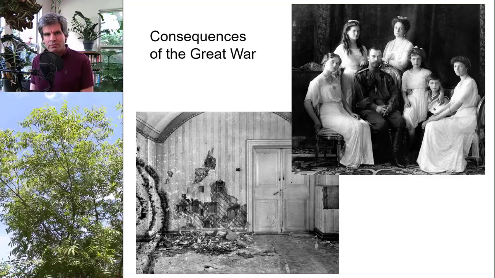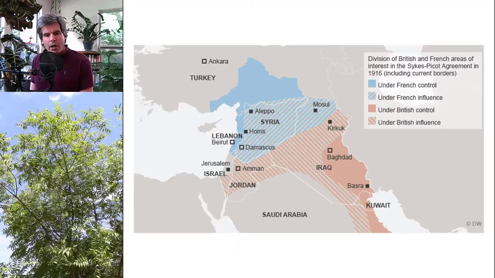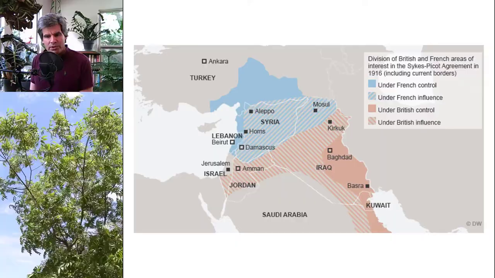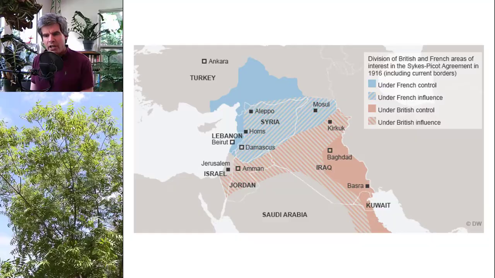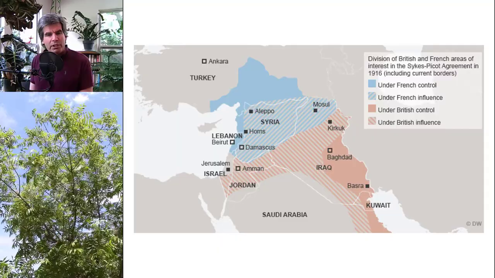The Great War also had substantial consequences for the Middle East. Recall that Britain was at war with the Ottoman Empire. And as part of their strategy for defeating the Ottoman Empire, Britain tried to stir up revolution. And they recruited the inhabitants of the Middle East to revolt against the Ottoman Empire.